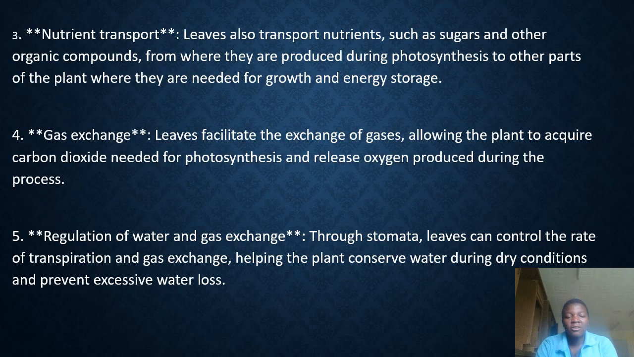Another important role is nutrient transport. We found that leaves aid in transport of nutrients such as sugars and other organic compounds from where they are produced during photosynthesis to other parts of the plant where they are needed for growth and energy. These nutrients are produced during the photosynthesis process so that they can aid in the growth and proper functioning of the plant as food is being manufactured.